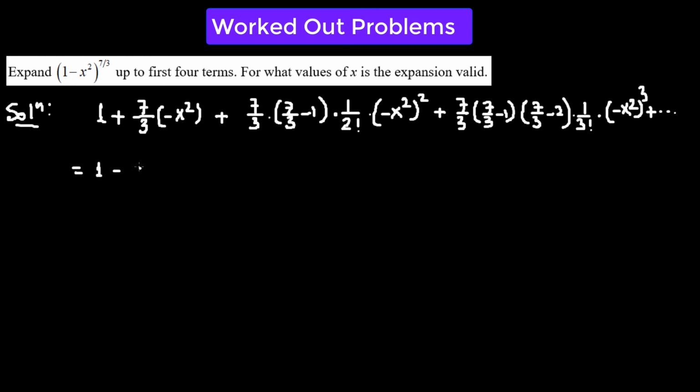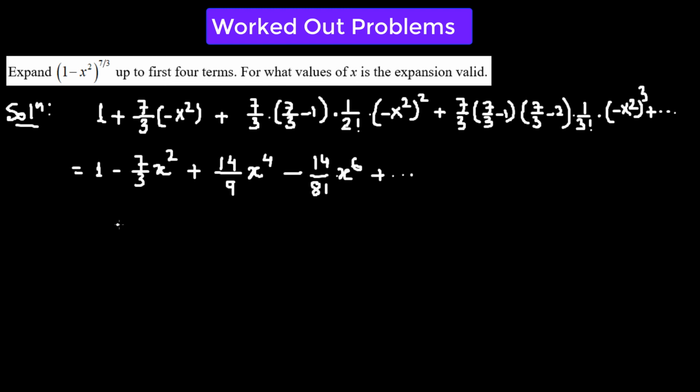This would be 1 minus 7 over 3 x squared plus, I'll use a calculator, and the value will be 14 over 9 times x squared whole squared, which is x raised to the power of 4, and we have minus 14 over 81 times x raised to the power of 6 and the rest of the terms. So here we have the first 4 terms in increasing power of x.